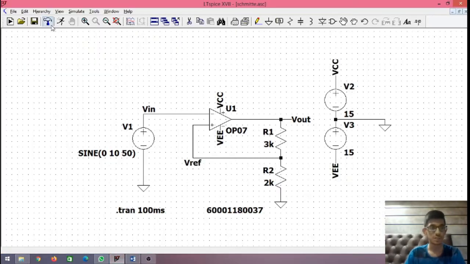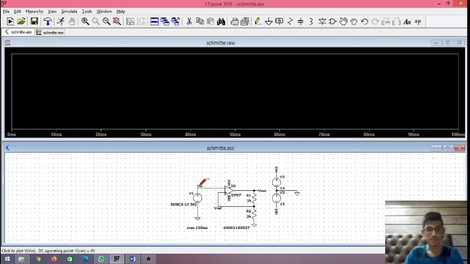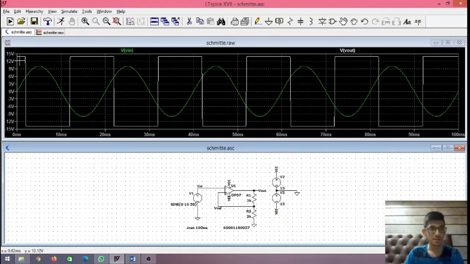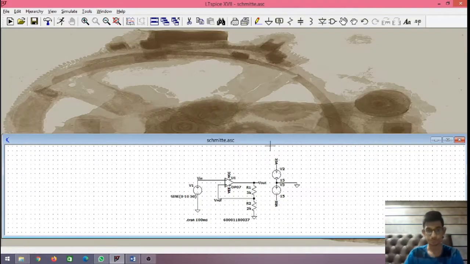Let's see what this means by checking the output here. We can see that the output is high, which is Vsat, and when the wave increases and goes above 6 volts, there is a change in the output and it goes to minus Vsat. Similarly, when it is at minus Vsat and the input wave goes below minus 6, we see a change in the output. So this is how a basic Schmitt trigger works, and as it has two thresholds, the problem which we face in the comparator is overcome by this.